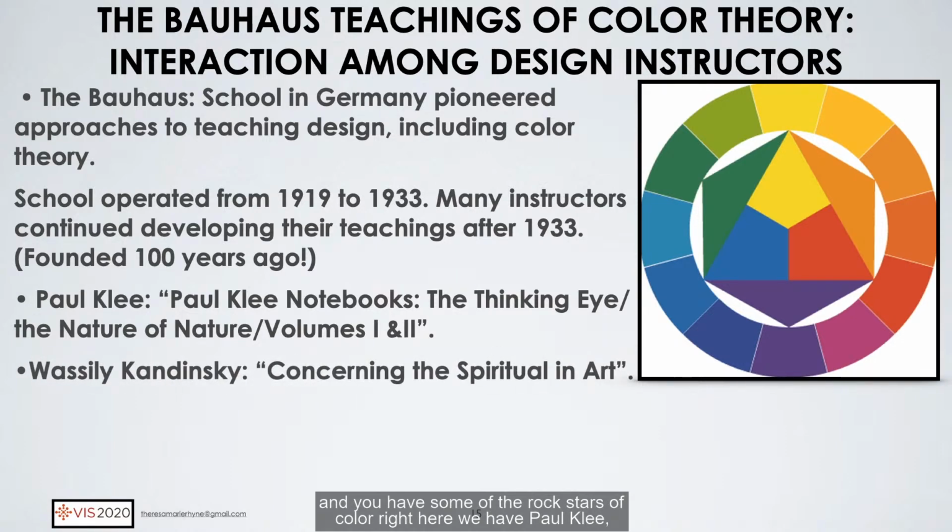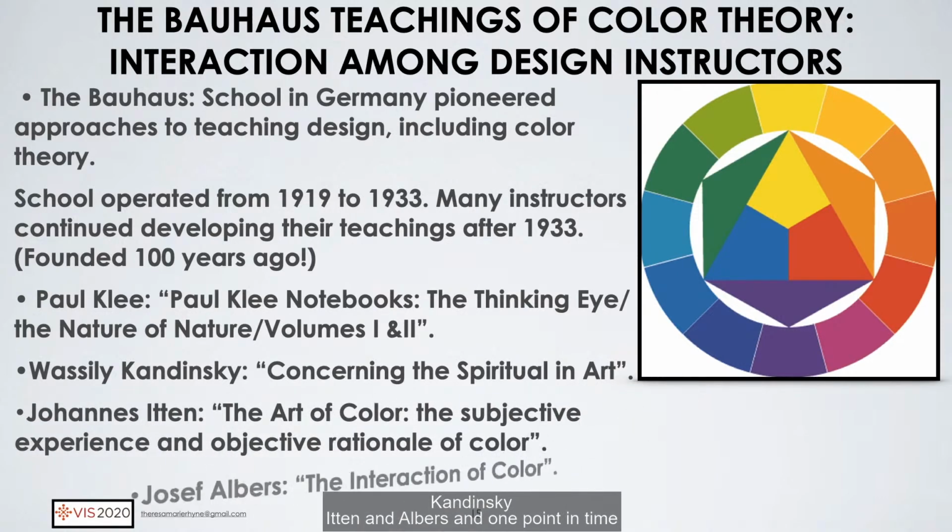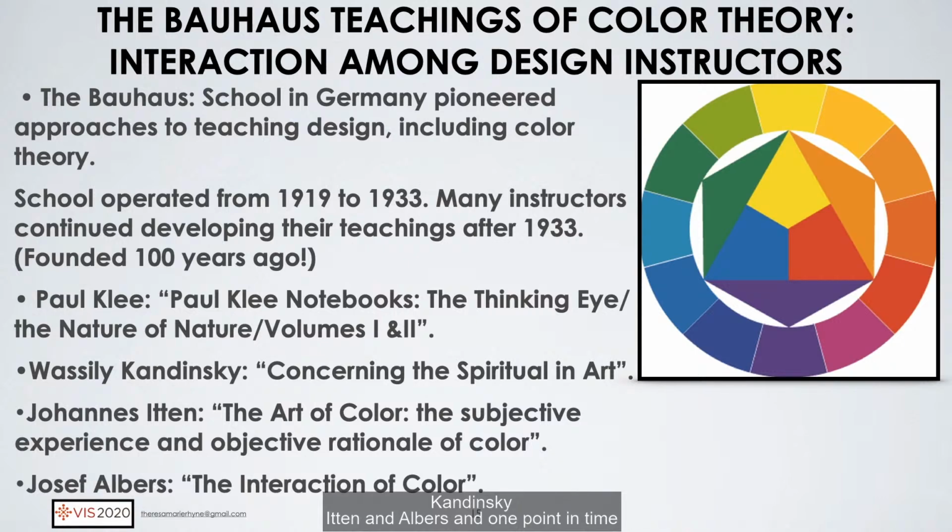We have Paul Klee, Kandinsky, Itten, and Albers. At one point in time, they were all together as faculty at the Bauhaus, and they were each required to rotate teaching something called the Fundamentals course, which included color theory. In the process of having to do that, it was the fundamental course that every student took. They had to work out a lot of their own color theory examples and various paintings and things.